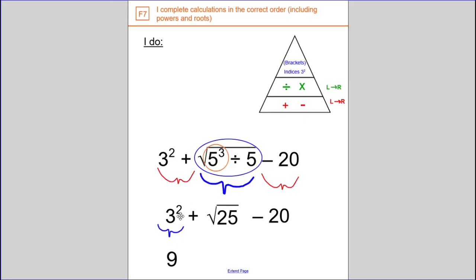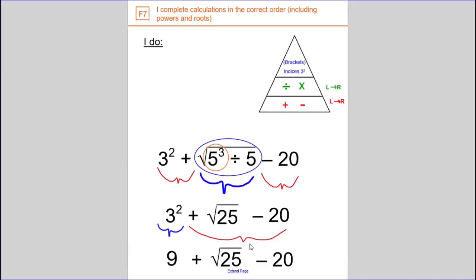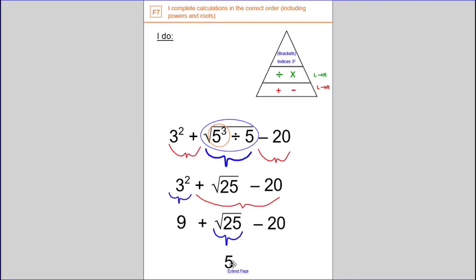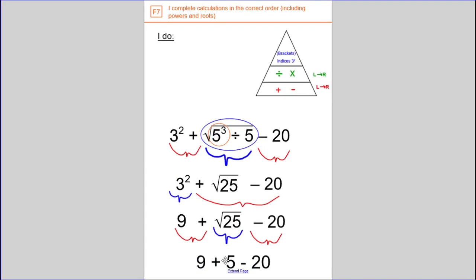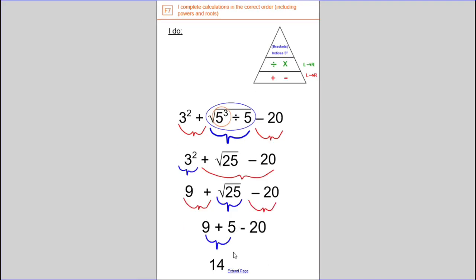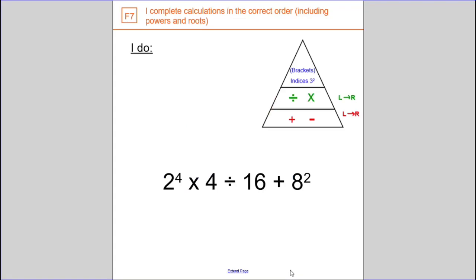3 squared is going to give me 9, and then I'm going to bring down the rest of it. Then I've got indices I need to do first. So square root of 25 is 5, because 5 times 5 is 25. Bring the rest of it down. Then I'm going to add, because we are working from left to right, 14 subtract 20 gives me negative 6. Now be really careful, it's a negative 6 because you're subtracting a bigger number from a smaller number.